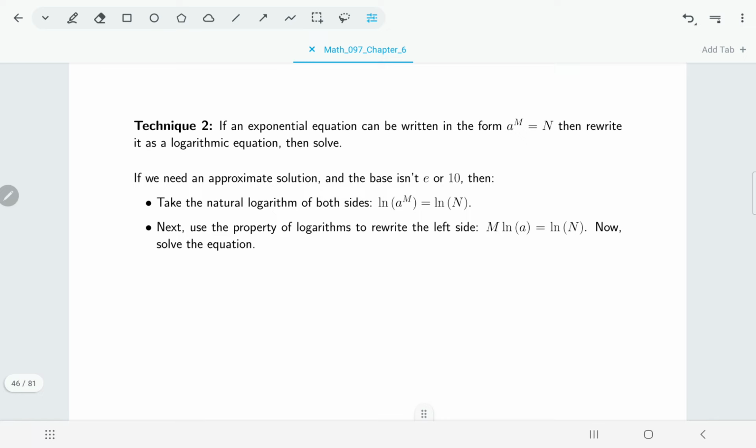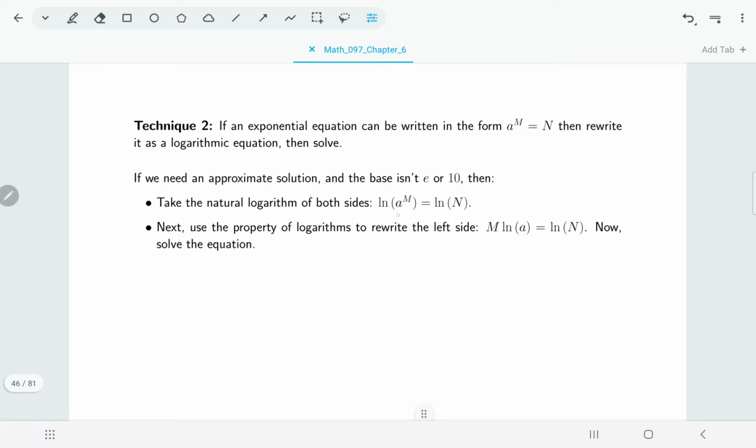If you did need an approximate solution, and we know with our calculator we only have a button for log base e and log base 10, so if you needed an approximate solution and you didn't have the base already as e or 10, then your goal might be to do this instead. Rewrite the equation as natural log of the left side equals natural log of the right side. Because of course, whatever we do to one side of the equation, if we do the same thing to the other side, then we should still have something that's a true statement.